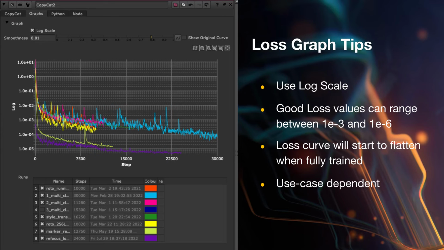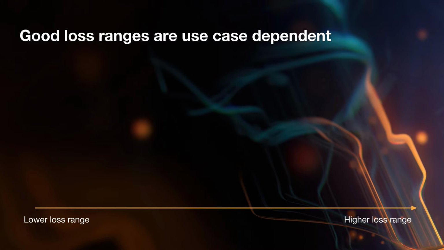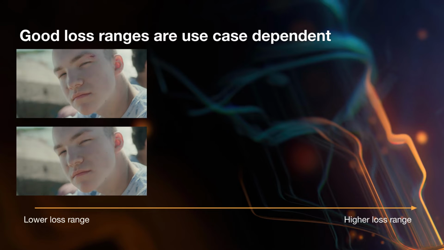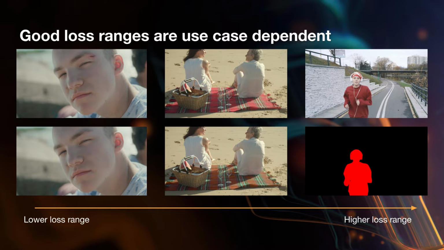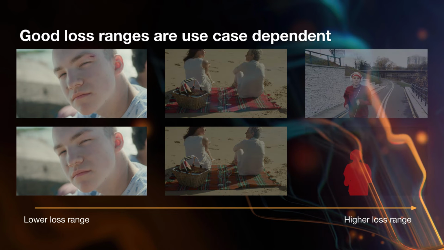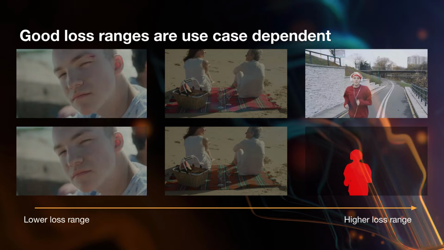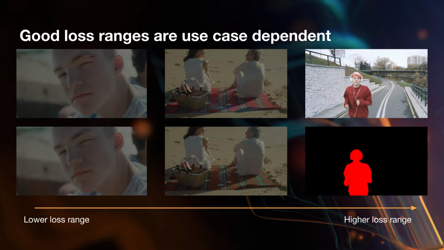Different use cases will have different loss ranges, but as an indication, you can expect good final loss values in CopyCat to range between 1e-3 to 1e-6. The amount of loss will depend on the amount of change in the ground truth versus the input image. That is why pixel-based tasks like inpainting a scratch on the left image here have low final loss values around 1e-5, 1e-6, whereas semantic tasks like human matching have higher final loss around 1e-3 to 1e-4.